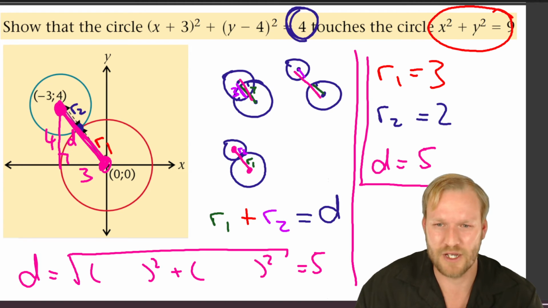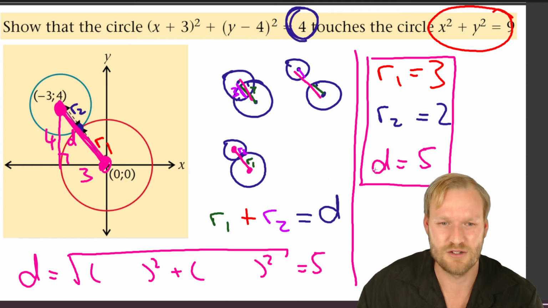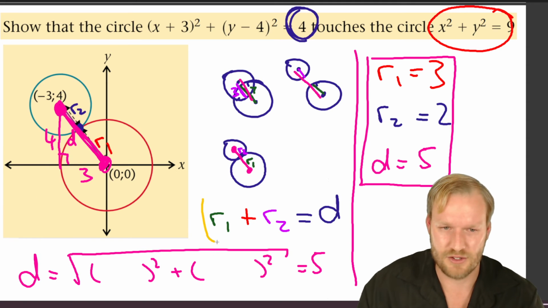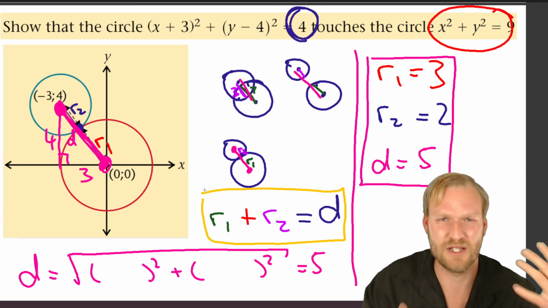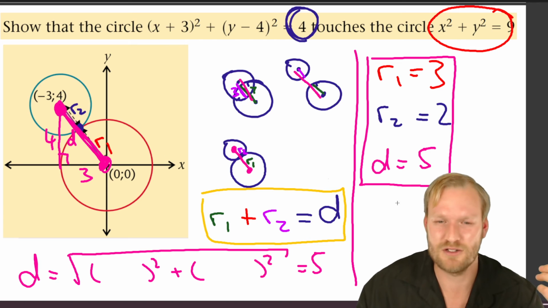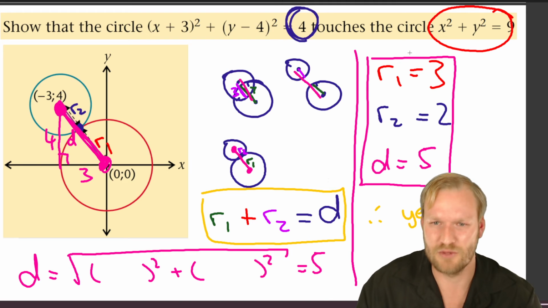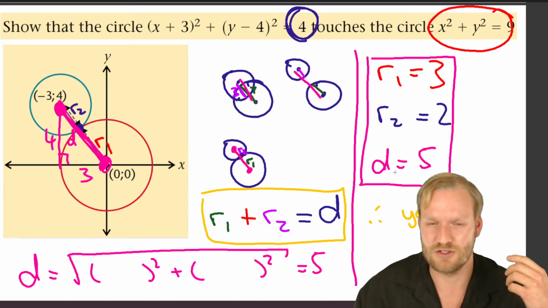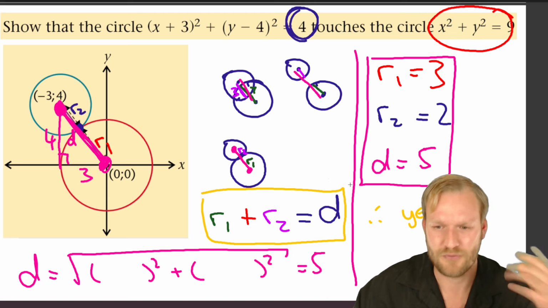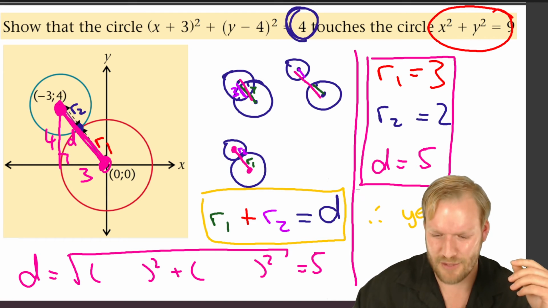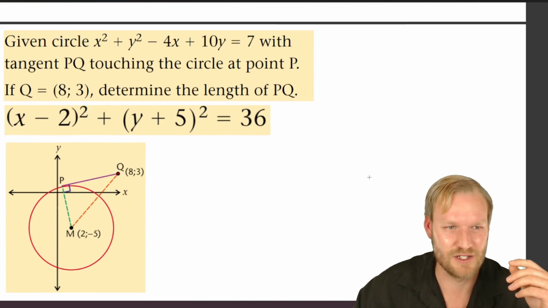So therefore, because all of this works out, because the two radii, when you add them up, are the same as that full distance, we can say, well, it doesn't ask, does it? We've shown it. So we can say yes, it does touch the circle once. Okay, cool. So let's think about heading into our last example.